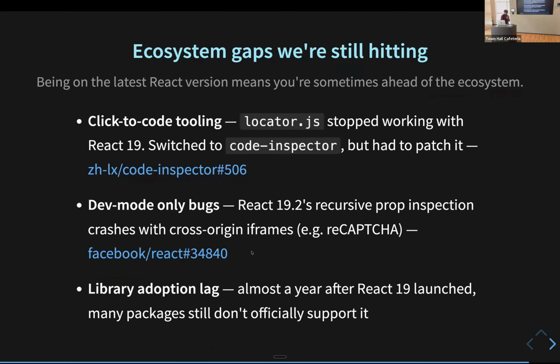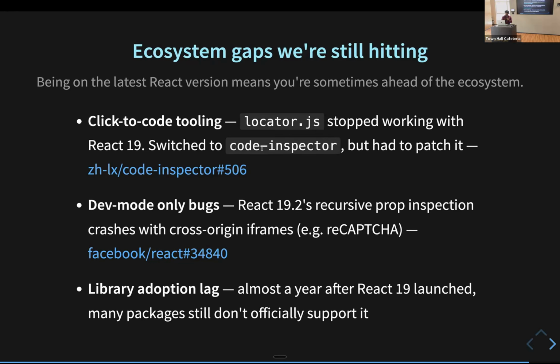Now the thing is, there are still gaps in the ecosystem around React 19. These are just a couple of gaps which we encountered. We used to have a click-to-code tooling. I mean, you can just click on the front end UI and it would open the editor code. We used to use a tooling called Locator.js. It was pretty nice and used to work in React 18 versions, but with 19 it just stopped.